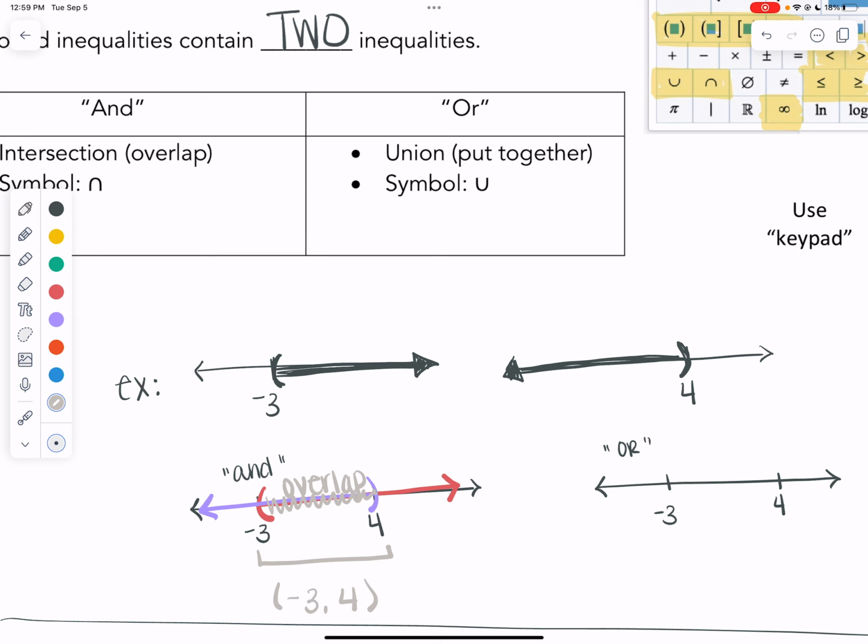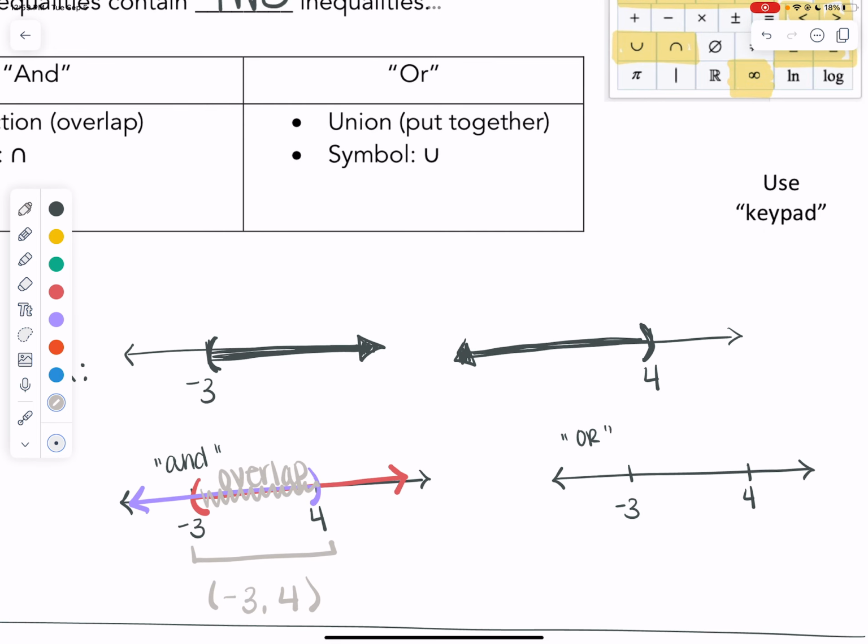If the question had asked for or, I'm still looking at the same thing. I've still got negative 3 to positive infinity and 4 to negative infinity. But with or, I'm combining the graphs. I'm looking at the total put together graph. And so the interval would be negative infinity to infinity, because now I've got the graph going off to both ends.